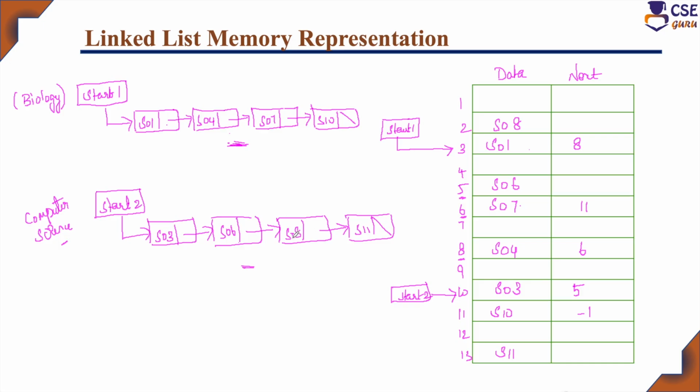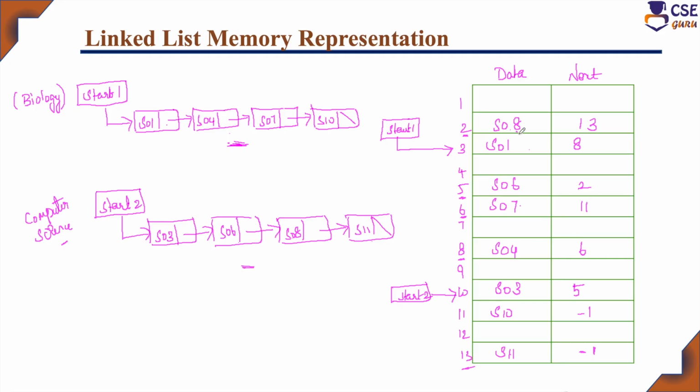And the address of S08 will be stored with S06. Its address is 2, that will be stored with S06. That is the next pointer part. The address of S11 will be stored with S08. It is 13. And this is the last node for the computer science linked list, and that will be represented by -1. See here, in the same memory itself, we have stored two different linked lists, without affecting one another.